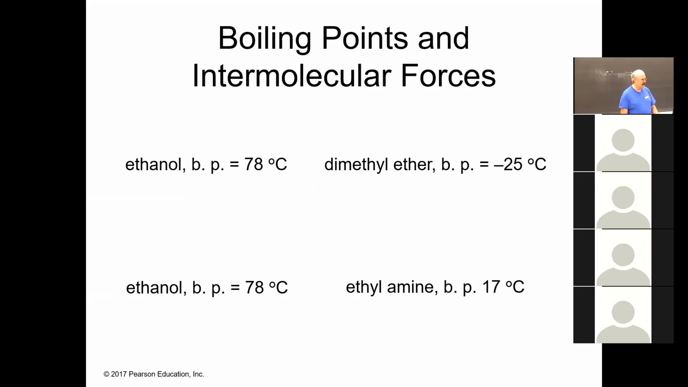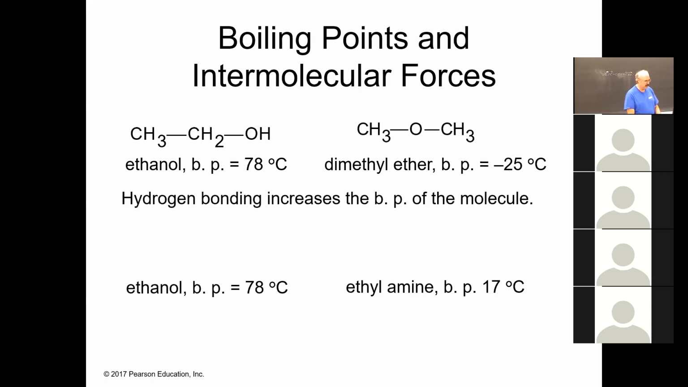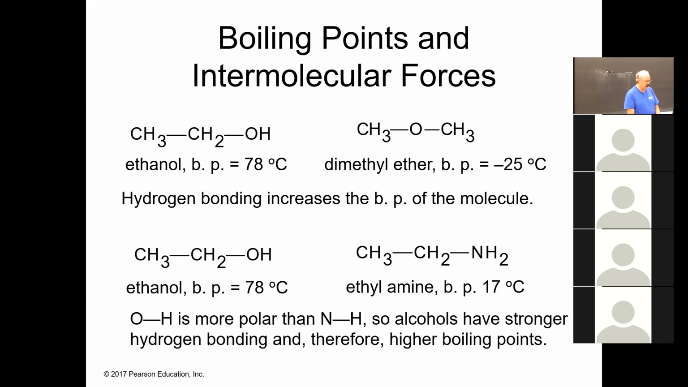When you have hydrogen bonding, one of the effects is a significantly increased boiling point. Here we have two compounds with the same molecular formula but a different structure. Ethanol exhibits hydrogen bonding, so it has a much higher boiling point. Ethanol and ethylamine both exhibit hydrogen bonding, but hydrogen bonds between OH groups are stronger than between NH, so ethanol will have a higher boiling point than ethylamine.